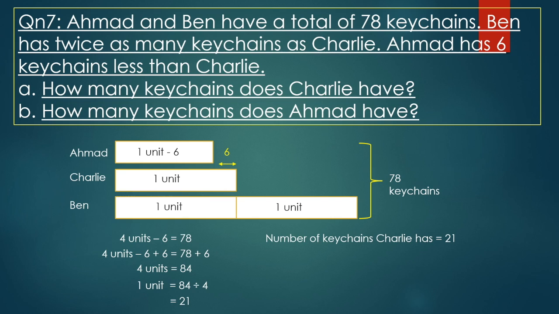And the number of keychains that Ahmad has is 1 unit minus 6. So that would be 21 minus 6, which gives you 15. So Ahmad has 15 keychains and Charlie has 21 keychains. So that's how you solve this question.